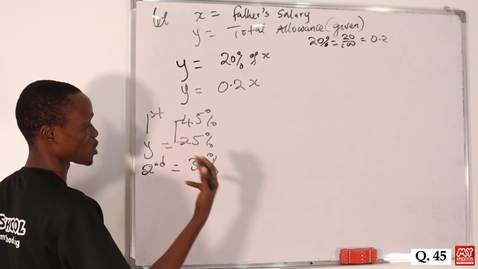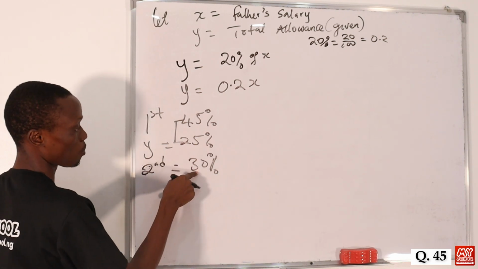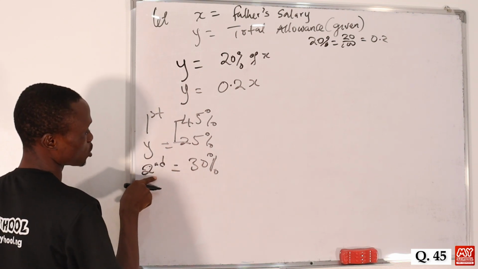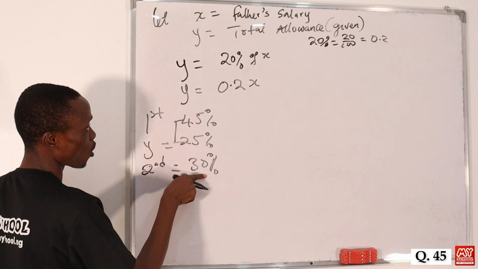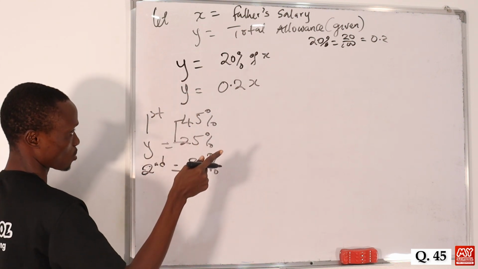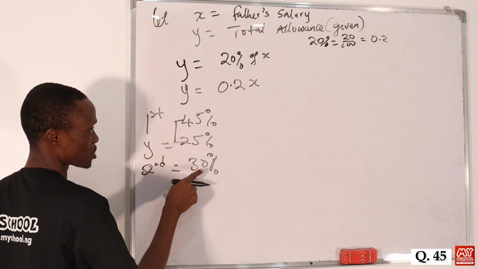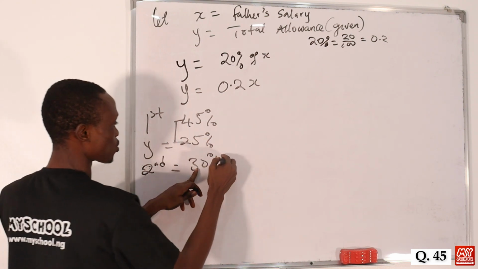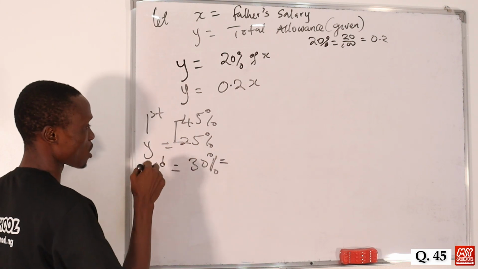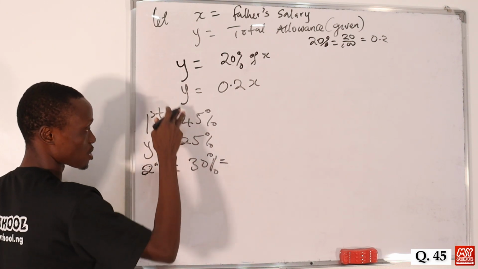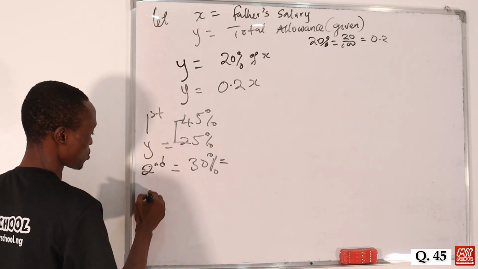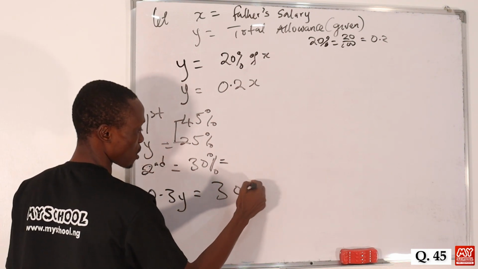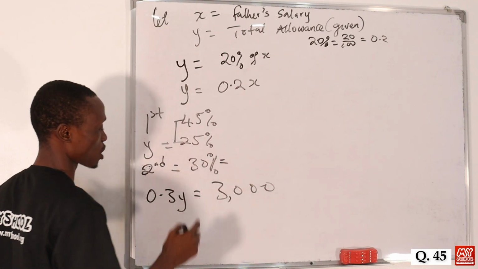So that 70%, if I subtract it from 100, I'm going to have 30%. So the second child actually got 30% of the total allowance. The second child got 30% of the total allowance. So in this case, the second child is going to get 0.3 of y. So 0.3 of y will be equal to 3,000, which is the amount the second child actually received.